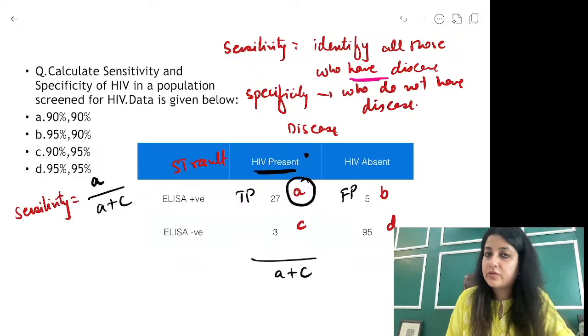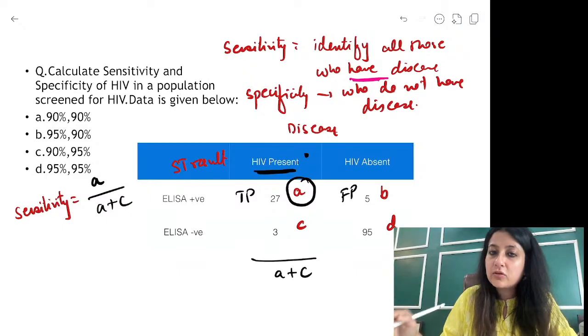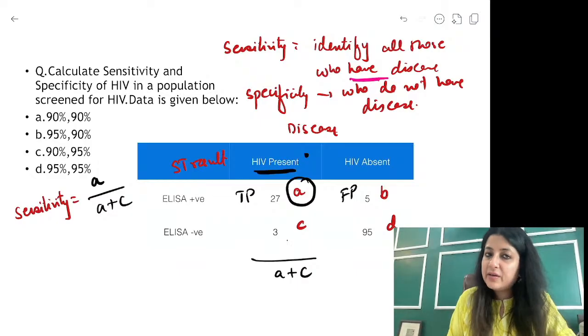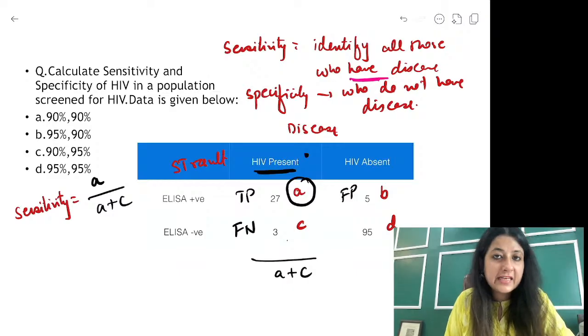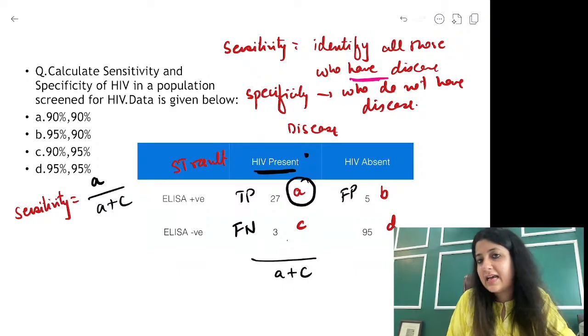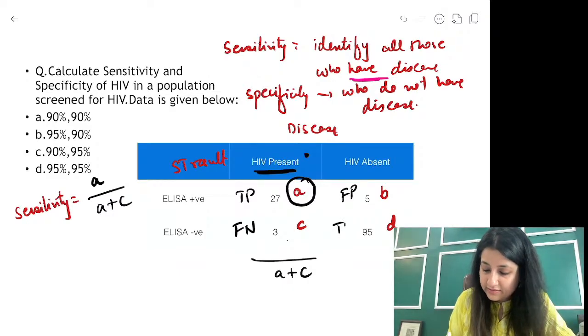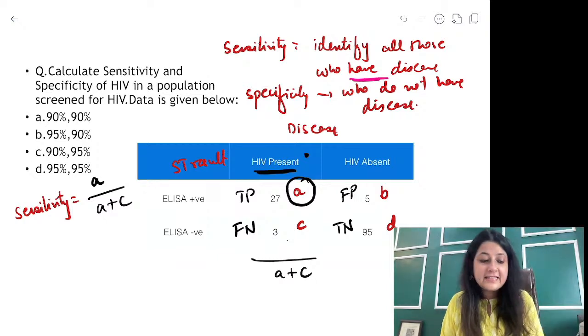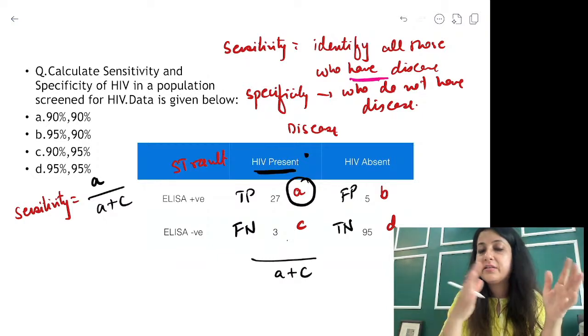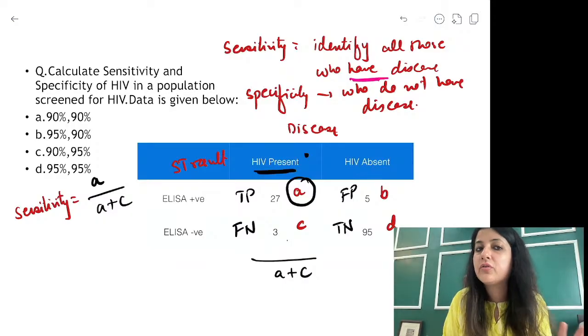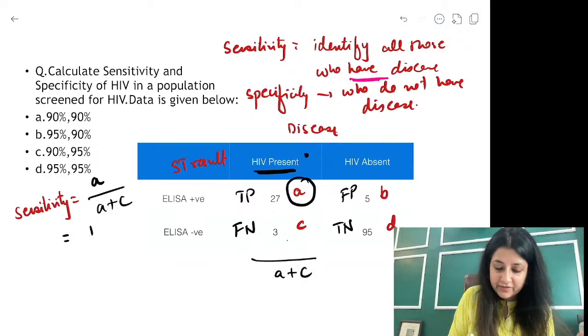That is false positive. So, the first row has all positives. What is C, everybody? HIV is present, but ELISA missed it. ठीक है, false negative. And what is D? HIV is not present and ELISA also said not present. So that is true negative. कैसे याद रख सकते हो एग्जाम में? Remember the order. In the first row it is all positives, in the second row it is all negatives. So sensitivity is TP upon TP plus FN into 100.